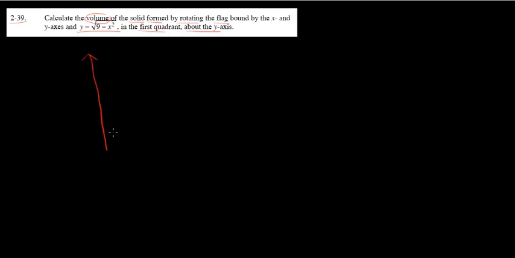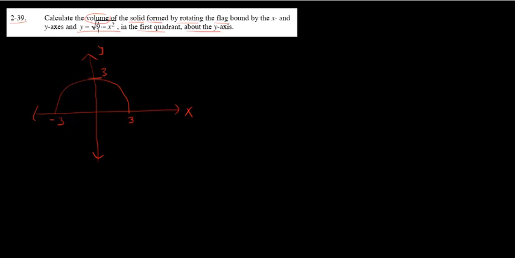Here's our y-axis, here's our x-axis. Right, here's y, here's x. If we look at our function y equals the square root of 9 minus x squared, we're going to get this region right here. This is 3, negative 3, and this height is 3.